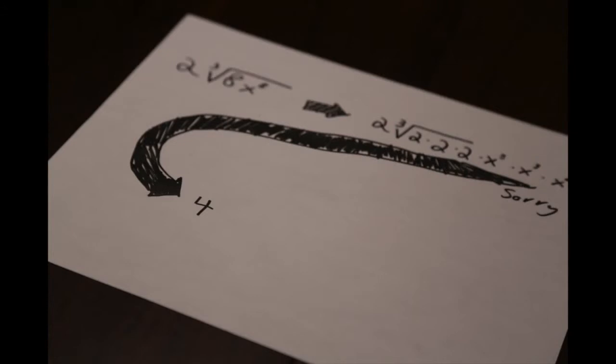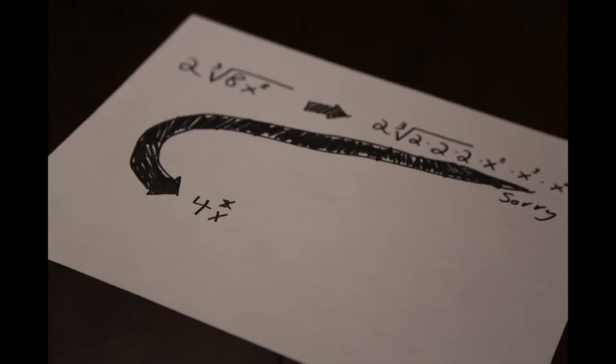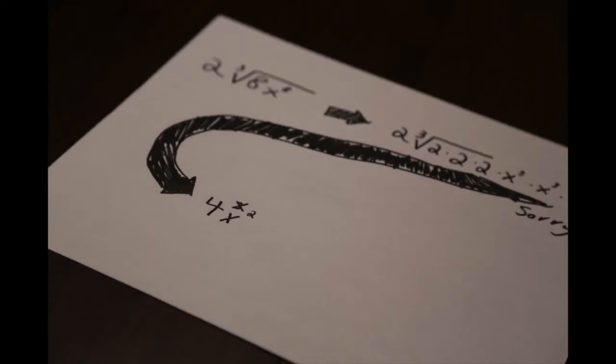So now what we're going to do, we're going to pull out the x, and since there's 2 x's and it's kind of like an x times x, it's going to be x squared.